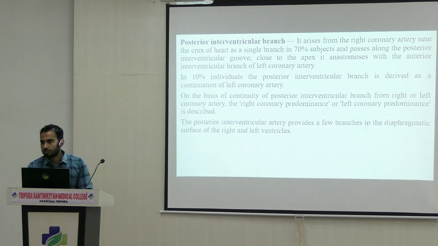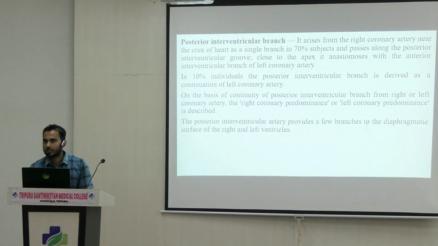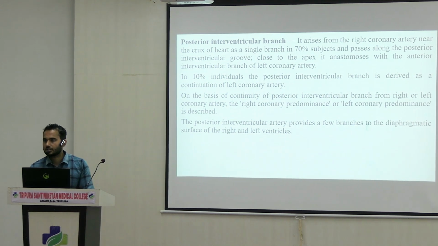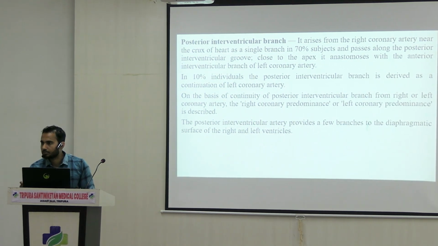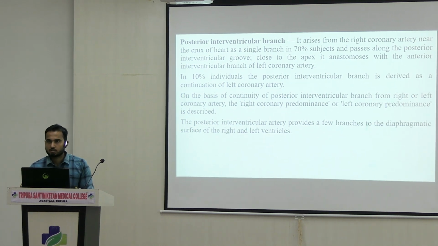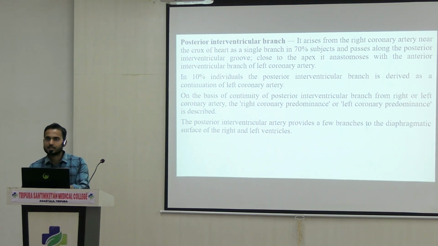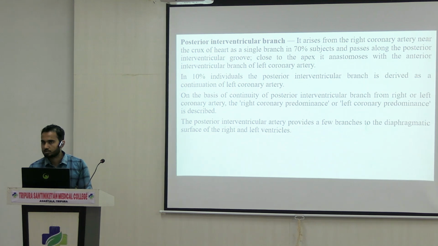Next, the posterior interventricular branch. This is the most important branch. Why is it important? Co-dominance depends on the origin of this particular branch. Whether it is right dominance or left dominance depends only on the origin of this posterior interventricular branch. In 70% of subjects, the posterior interventricular branch arises from the right coronary artery, and in about 10 to 15% it arises from the left coronary artery. If it arises from the right coronary artery, it is called right dominance. If it arises from the left coronary artery, it is called left dominance of the heart.